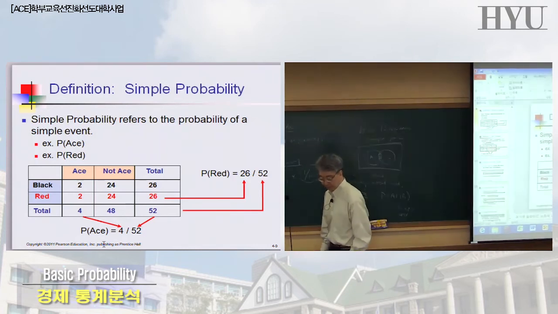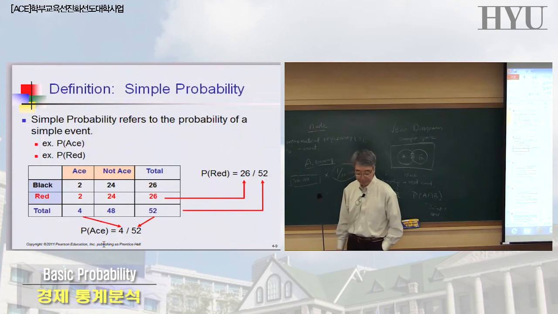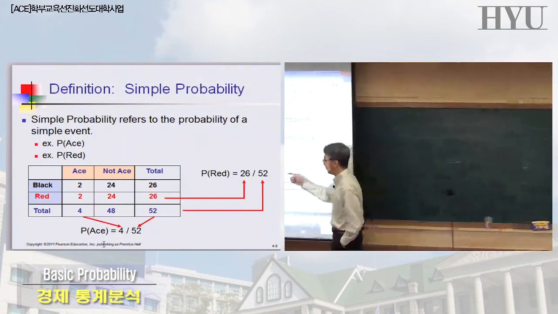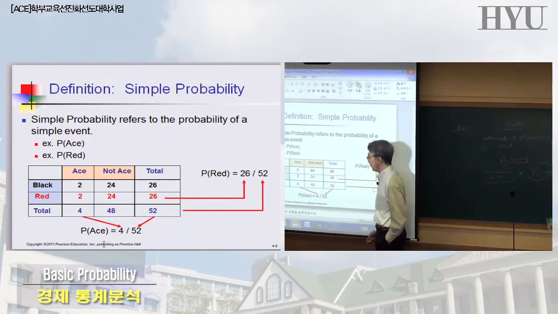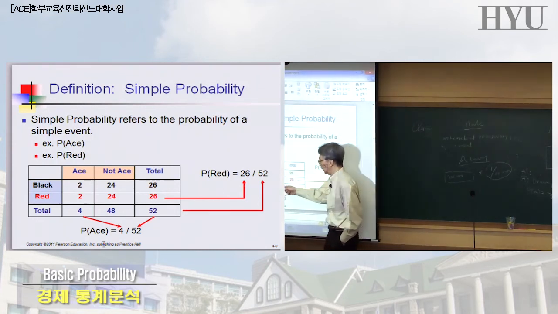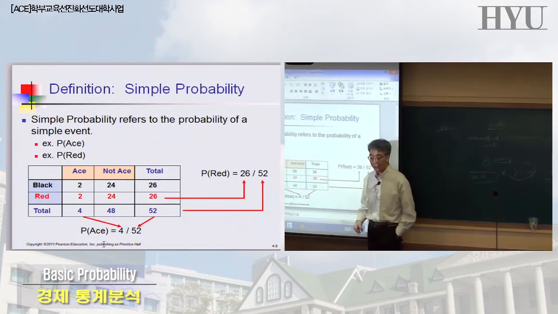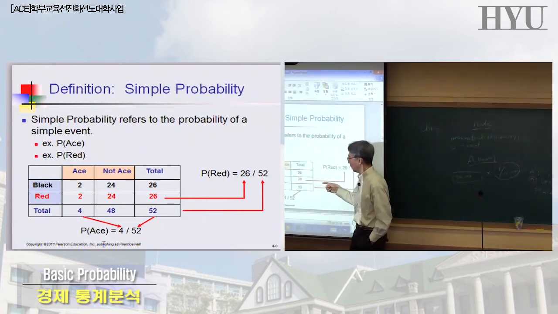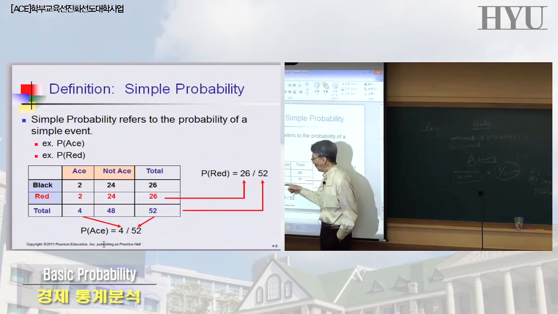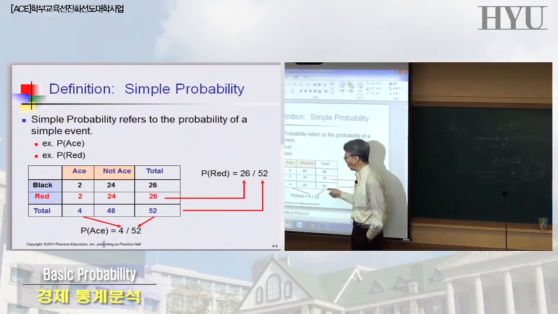Okay, so simple probability is the probability of a simple event, something like the probability of an ace, or the probability that you will pick red cards. You can find those probabilities on the margins of a contingency table. As you see here, the probability that you will find a red card is 26 out of 52. The probability that you will pick an ace is 4 out of 52.